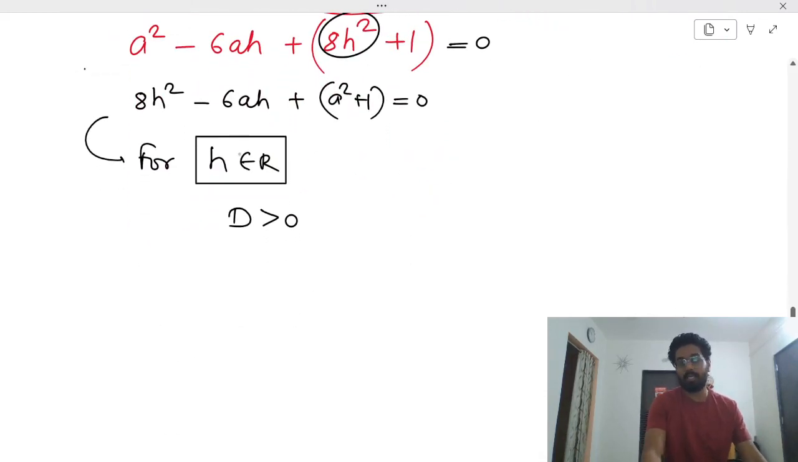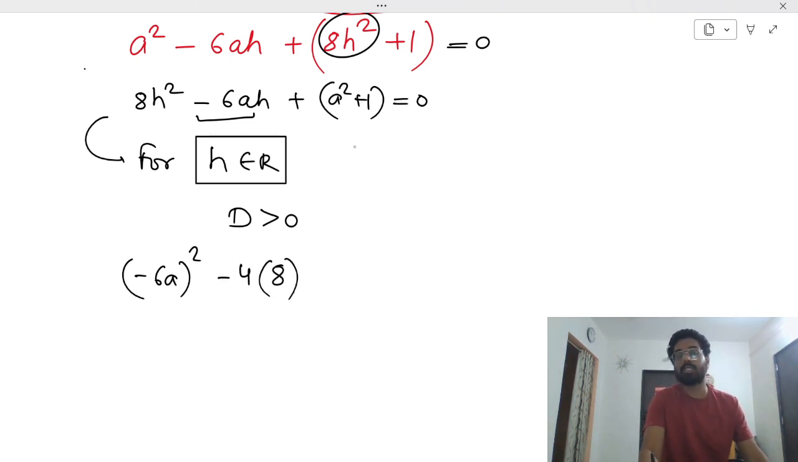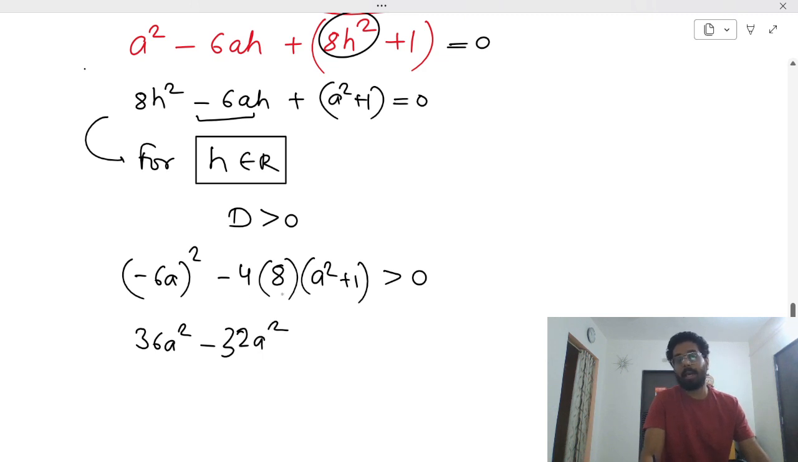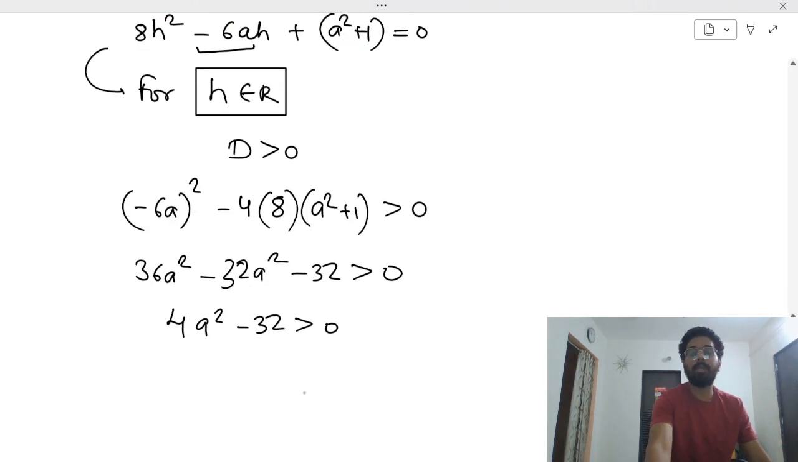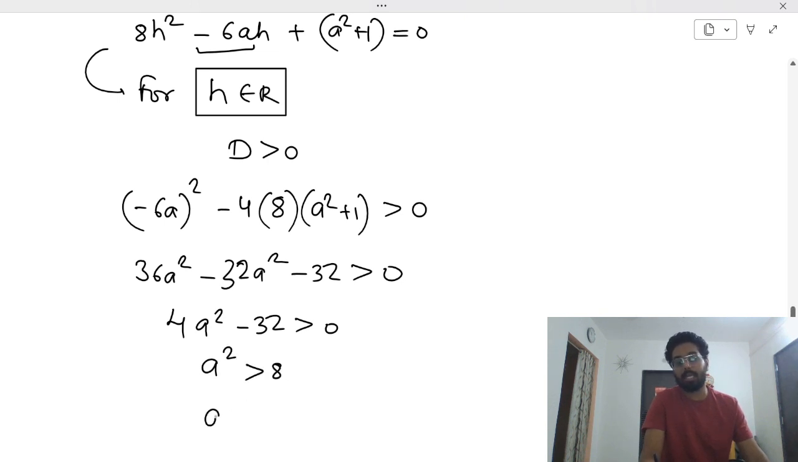Alright. So putting it over here, D is b square minus 4ac. What is b? It's minus 6a, whole square, minus 4 times the coefficient of h square, which is 8, into c, which is a square plus 1, the constant part. Now this should be more than 0. Solving this one, this is 36a square minus 4 into 8, 32 into a square, which is 32a square, and minus 32 into 1 is minus 32, more than 0. From here you will have 4a square minus 32 more than 0, and from here you can divide by 4 and send it to the other side, a square is more than 8.